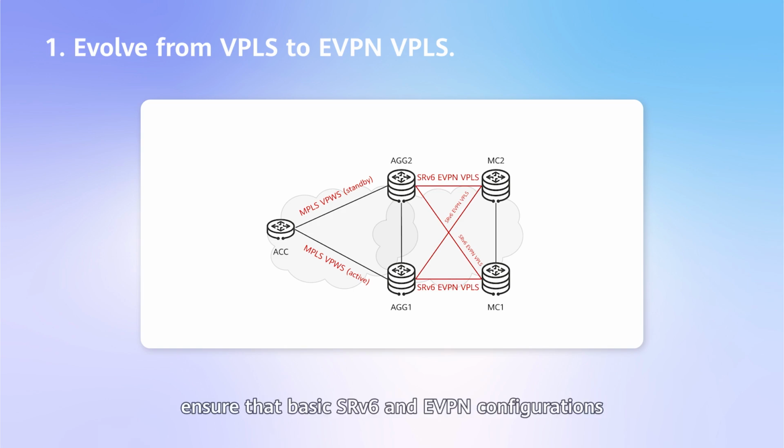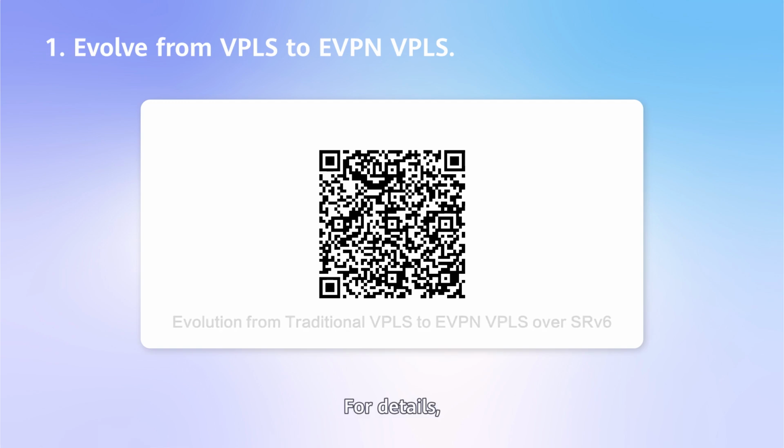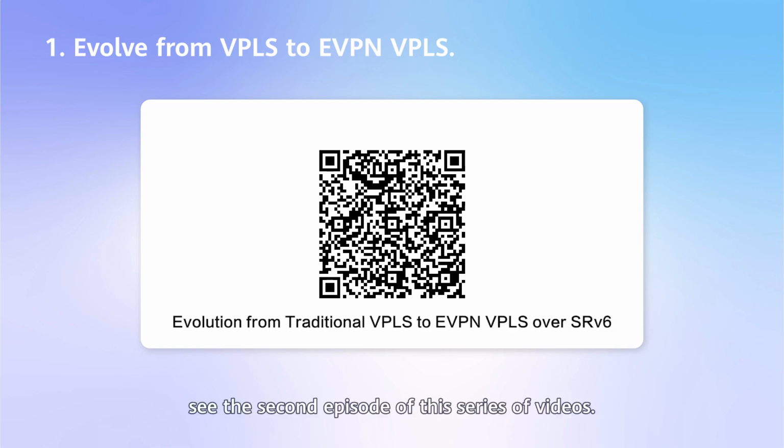Before you start, ensure that basic SRv6 and EVPN configurations have been deployed on AGGs and MCs. For details, see the second episode of this series of videos. The evolution procedure consists of the following steps.